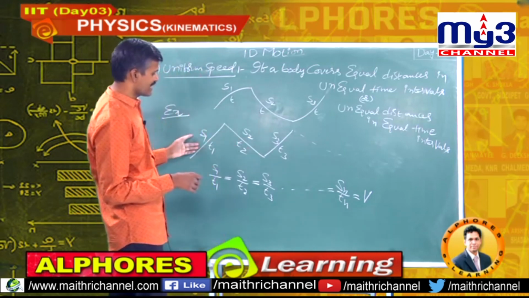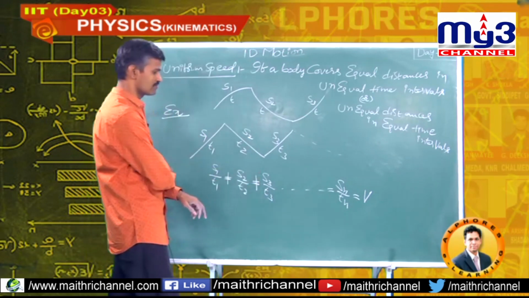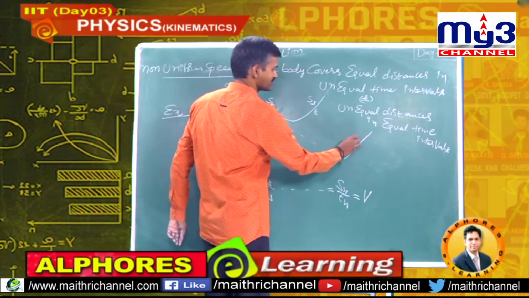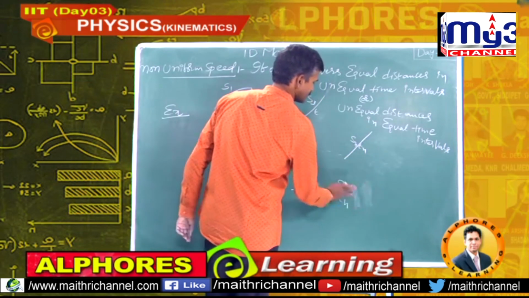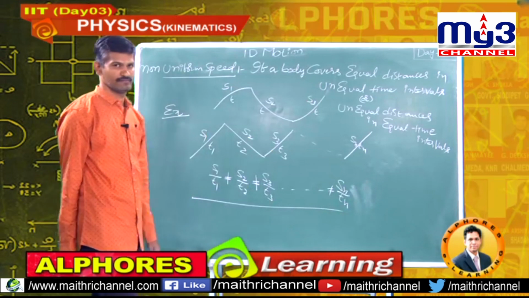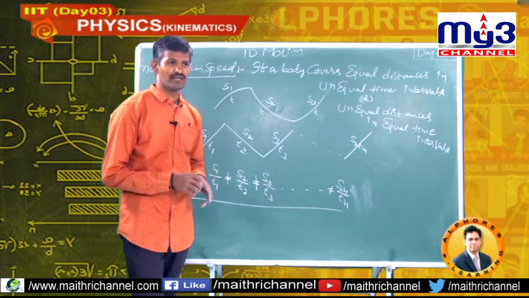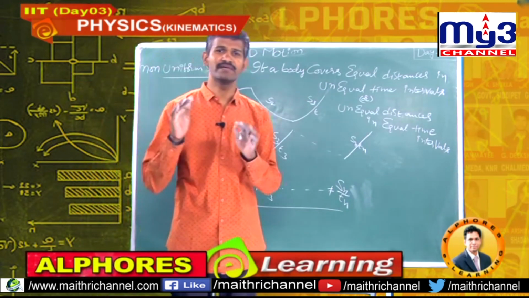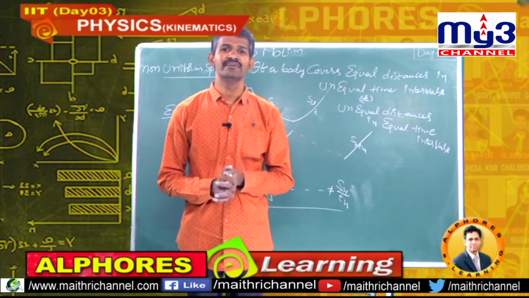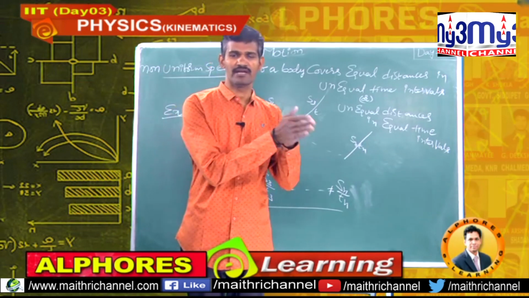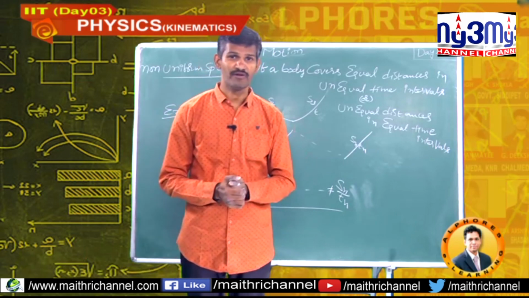Or, S1 by T1 is not equal to S2 by T2, is not equal to S3 by T3, and so on, up to Sn by Tn. All these are not equal and this is not a constant. So this is known as non-uniform speed. Okay, here you can understand non-uniform speed and uniform speed. If a body travels with a uniform speed, its speed does not change anywhere. If it travels with a non-uniform speed, its speed changes from interval to interval. In every interval its speed is different. In such cases, the body is said to be in non-uniform speed.